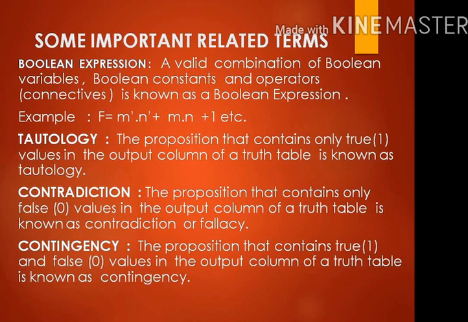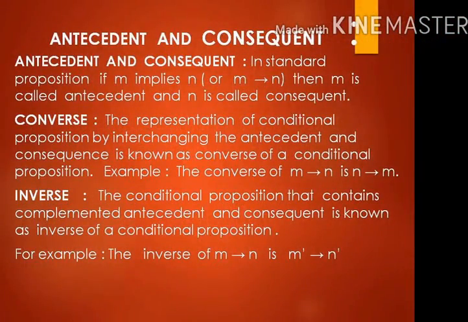The next term is contingency. What is contingency? The proposition that contains true, that is 1, and false, that is 0, values in the output column of a truth table is known as contingency. The next slide is about antecedent and consequent. What is antecedent and consequent? In a standard proposition, if m implies n, then m is called antecedent and n is called consequent.